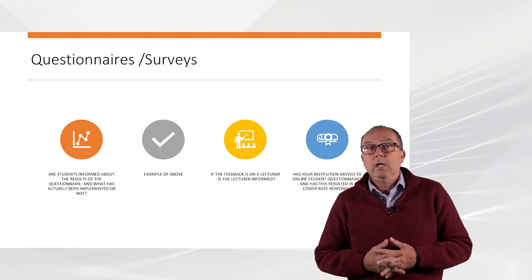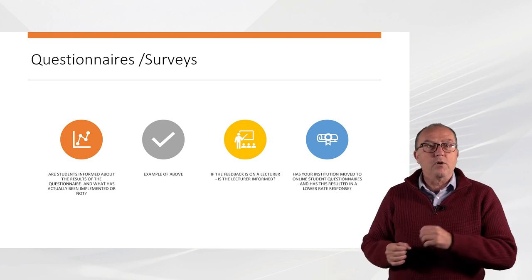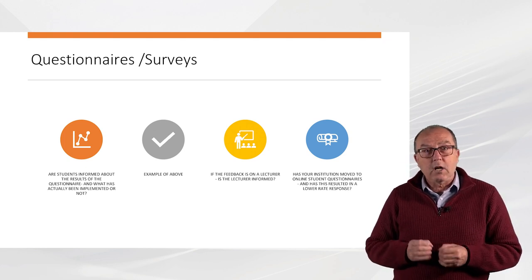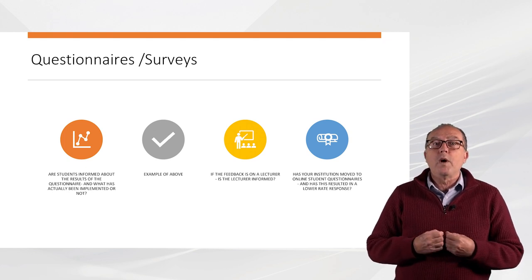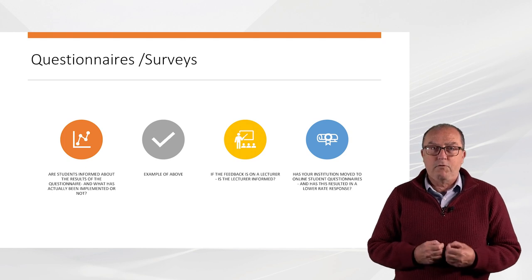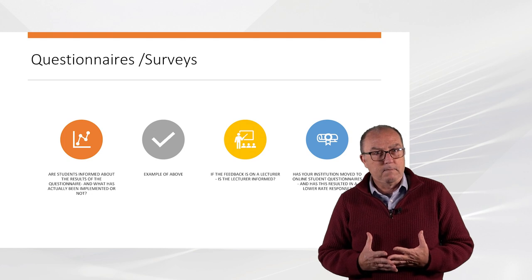For example, if the feedback is on a lecturer, whether it's positive feedback or negative, is the lecturer informed? And how is he informed and by whom? Do you wait for a yearly appraisal to inform the lecturer or do you do this informally?